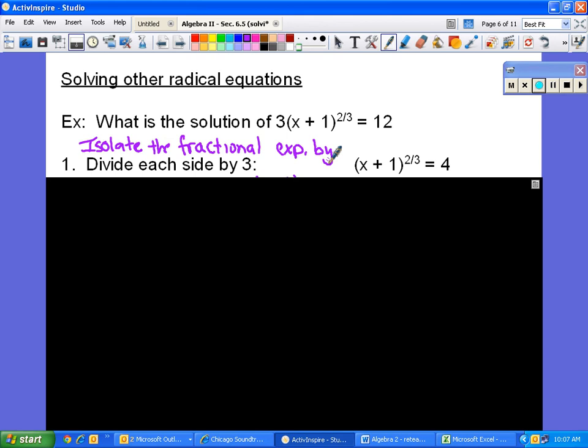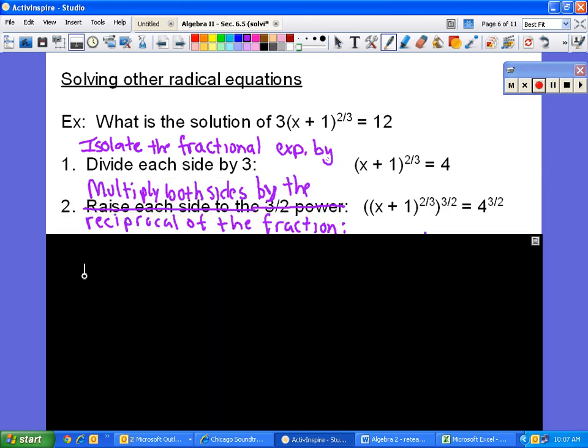How can I get rid of this fraction? What can I do to it that will make it disappear? Oh, radical. Jillian? You can multiply it by the reciprocal. Excellent. That's exactly what I'm going to do. I'm going to multiply this by its reciprocal. But remember, if I do something to one side of an equation, I have to do it to the other.